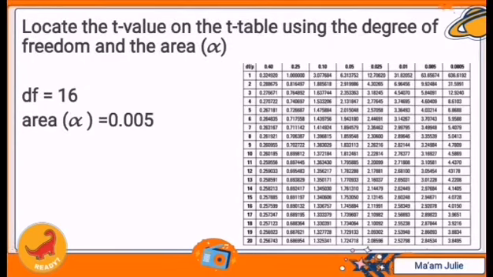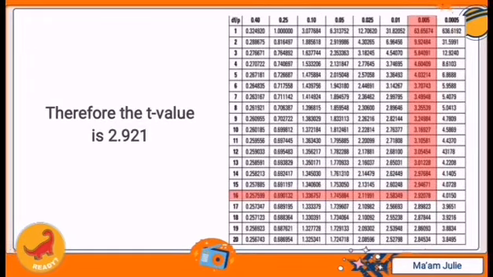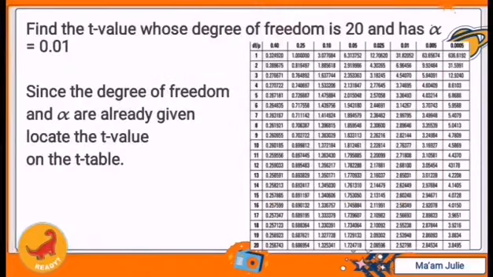Locate the t-value on the t-table using the degree of freedom and the area. Our degree of freedom is equal to 16 and our area is equal to 0.005. Therefore, the t-value is 2.92078, and if you round it off to 3 decimal places, it will be 2.921.